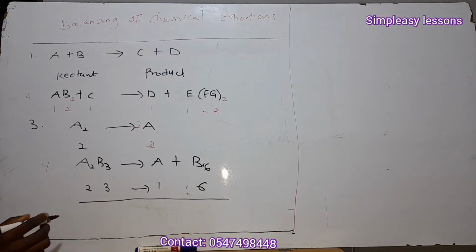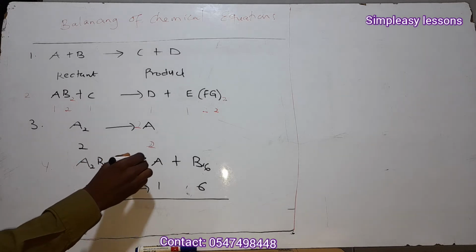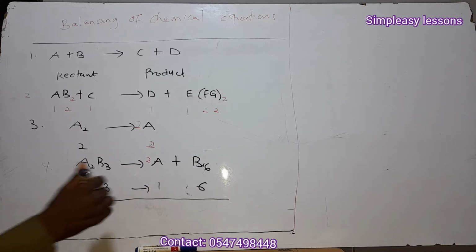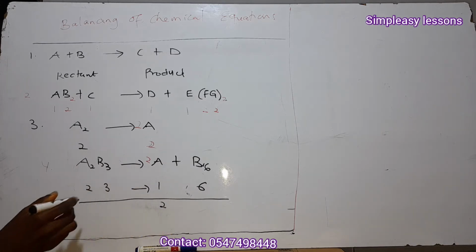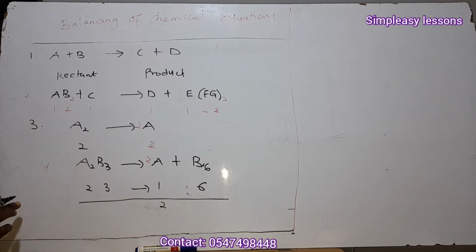We want to balance it. Let's start with the A. We have 2 of the A. So what will I do? I want to put 2 here. When I put a 2 here, 2 times 1 will give you what? It's going to give you 2. Right? So it means that the A is balanced. We have 2 of the A here. We have 2 of the A here. That's balanced. Then we move on to B.